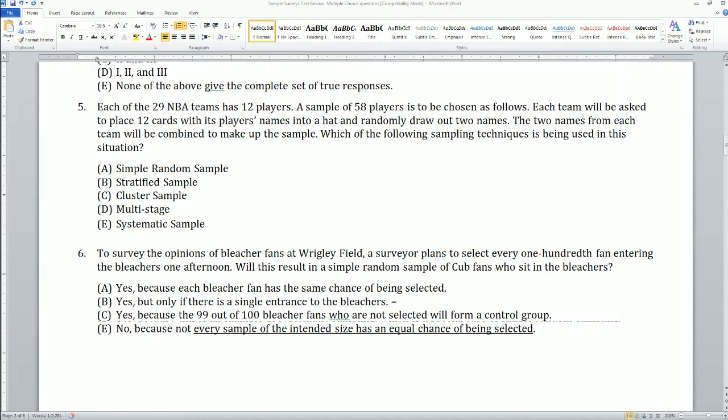Bleacher fans at Wrigley Field, a surveyor plans to select every 100th fan entering the bleachers and out game. Will this result in a simple random sample of Cub fans who sit in the bleachers?